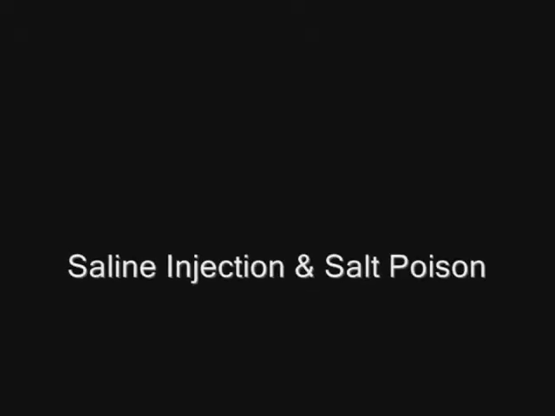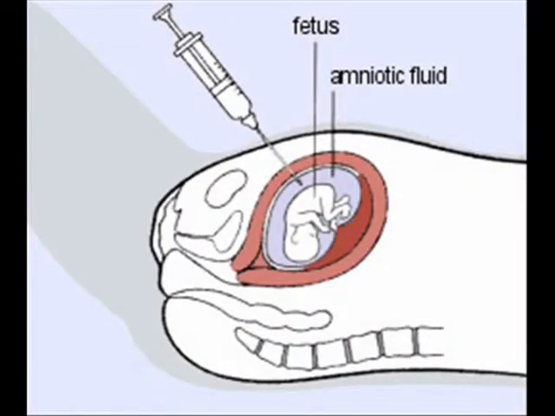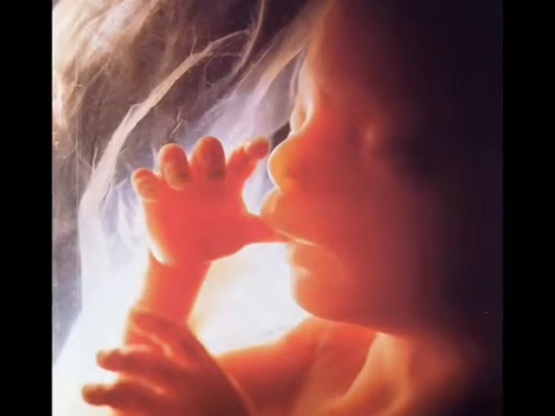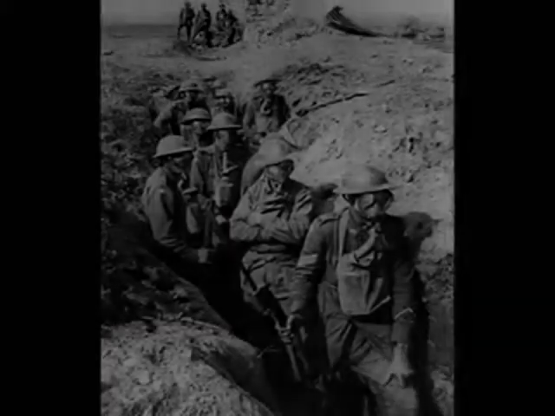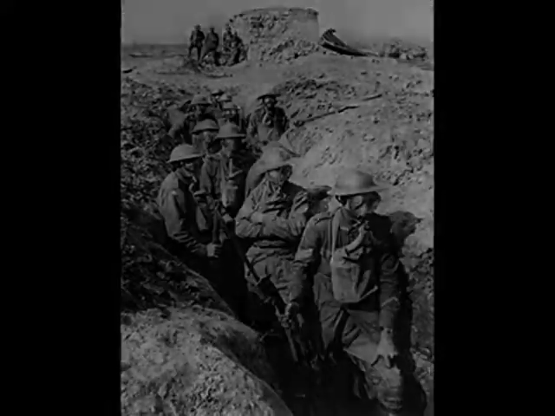The next one is called the saline injection. This is the salt poisoning. What this does is it injects the placenta and the uterus with this salt solution. It kills the baby inside. It chokes its breathing fluid too. A baby breathes liquid just like we breathe air. And it's kind of like what they used to do to the troops in World War I, where they shelled them with poison gas and they ended up choking to death.